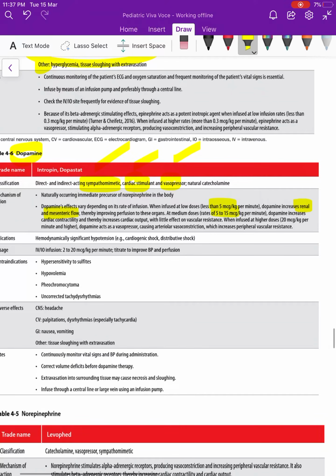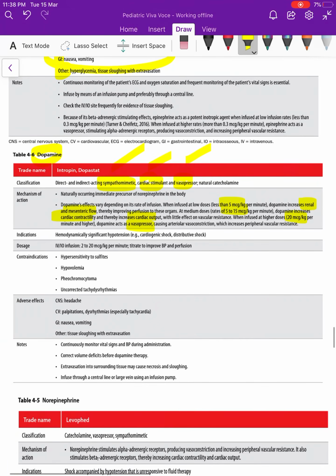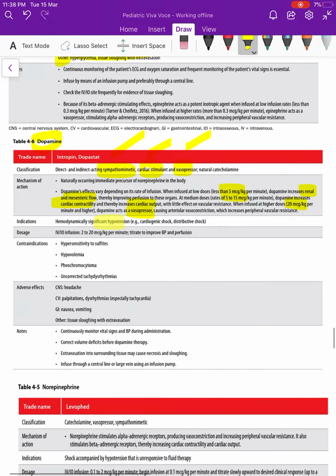At a rate of 5 to 15 micrograms per kg per minute, dopamine usually acts as a cardiac contractility drug and increases cardiac output. Fine. And in this dose, it has very little effect on vascular resistance. So it is unlikely to cause tachycardia at this dose. So more than 15 micrograms per kg per minute, at 20 micrograms per kg per minute, it also acts as a vasopressor, causing peripheral vasoconstriction. Fine. Indication: hemodynamically significant hypotension. Again, in case of shock, this is one of the first line drugs that is used.